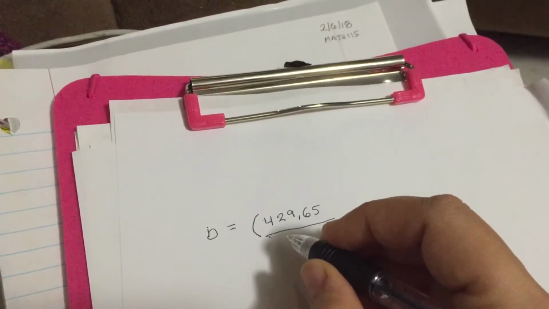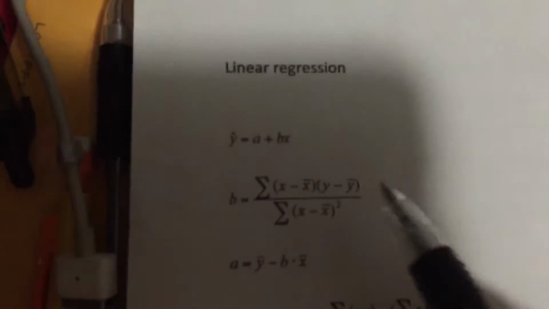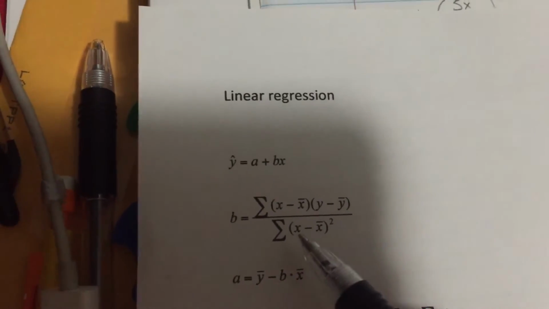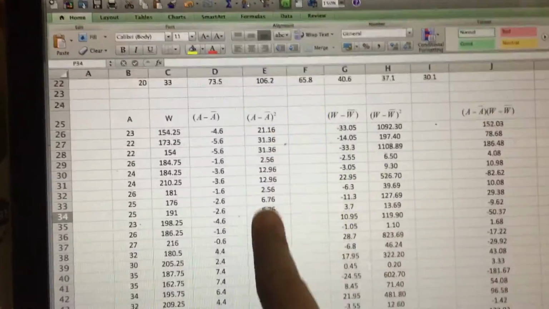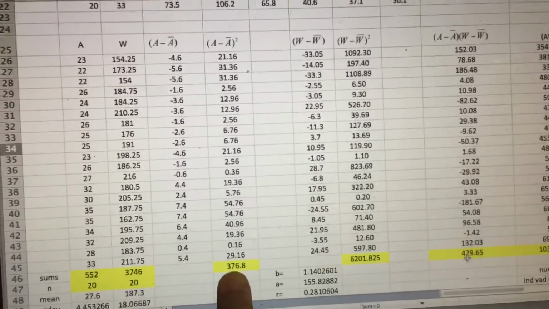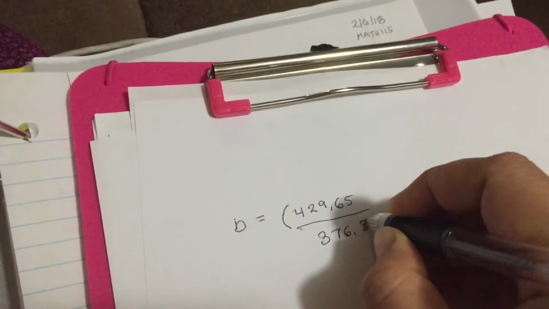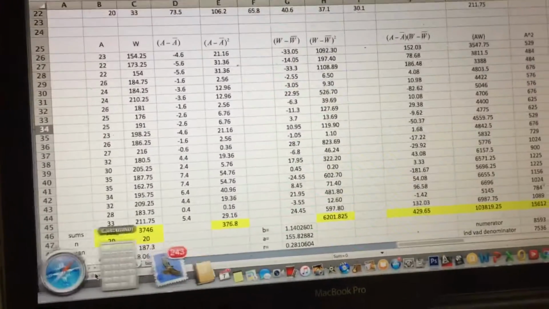And then divided by x minus the x mean squared. For us, that would be the age. Again, the x is for age. So let's look at the age minus the age mean squared right there. What's the total? 376.8.